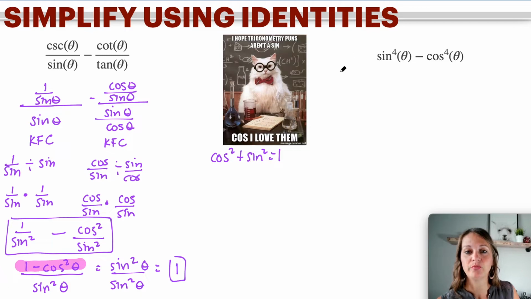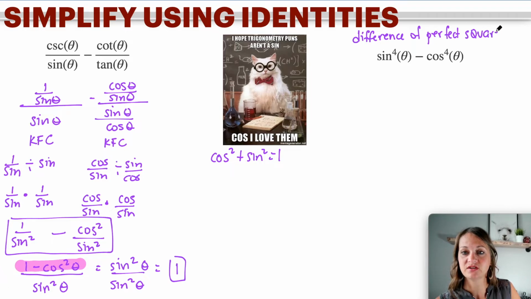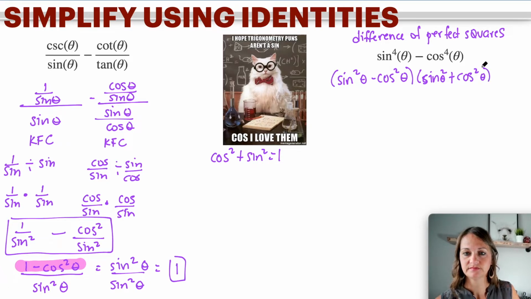This is actually a polynomial. Think of it as difference of perfect squares from first semester of pre-cal. So this you can actually factor into sine squared minus cosine squared times sine squared plus cosine squared. Now we know this right here is actually an identity, which is actually the number 1. So this goes away because it's just 1.